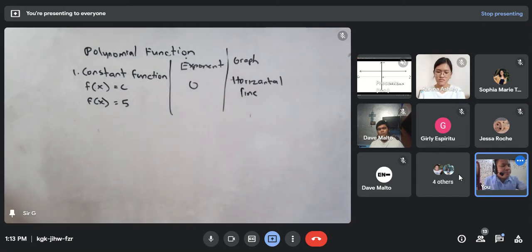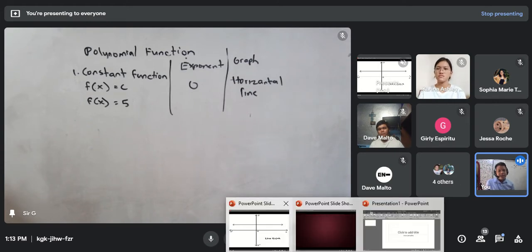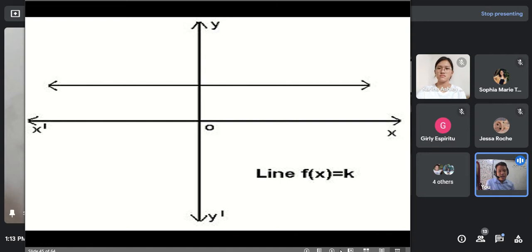Okay, so now, yan yung constant function. Basta kapag nakita ninyo na number lang siya, that will be the constant function. Okay po, may tanong pa po ba dito? Wala naman. Okay, so next, punta tayo sa pangalawa.